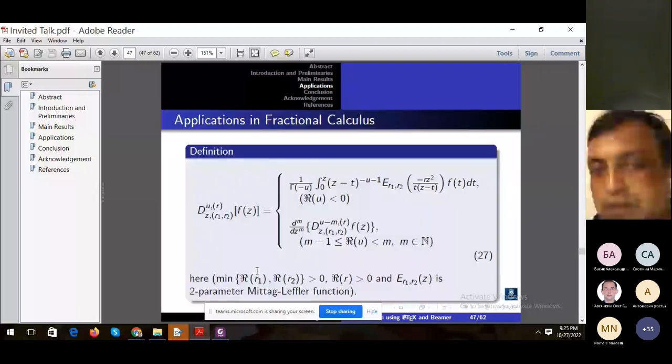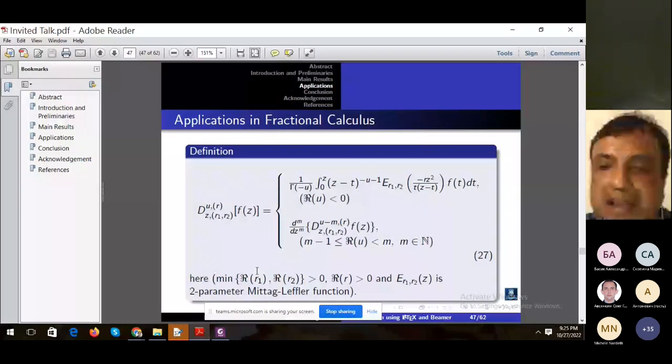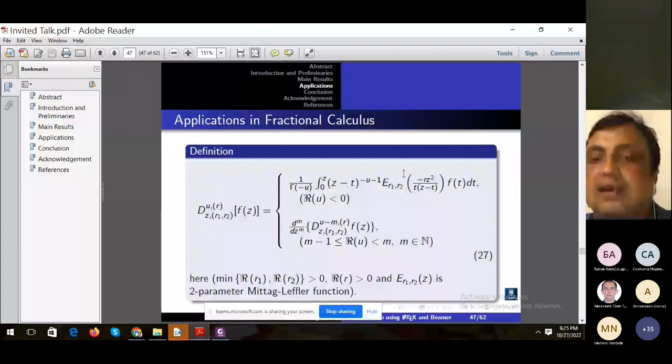You can see that this is the generalization of the Riemann-Liouville fractional operator. And you can see that in the kernel, we are using the extended beta function here, in equation number 27. This is the extended Euler's two-parametric Mittag-Leffler function. So we have used this function in the kernel of the Riemann-Liouville operator and generalized the extended Riemann-Liouville fractional operator.